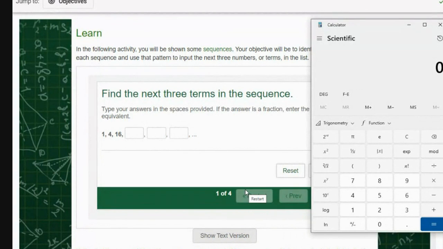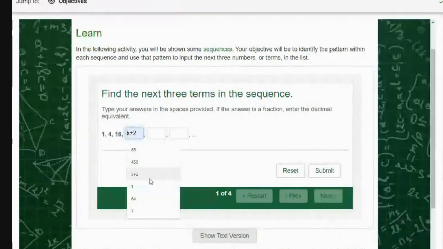1, 4, 16. What's happening between each number? It's obviously not arithmetic because it adds 3, then it adds 12. So that's not consistent. Something else is going on. Mackenzie's already on top of it. She says it's just multiplying by 4. 1 times 4 is 4. 4 times 4 is 16. 16 times 4 is 64.